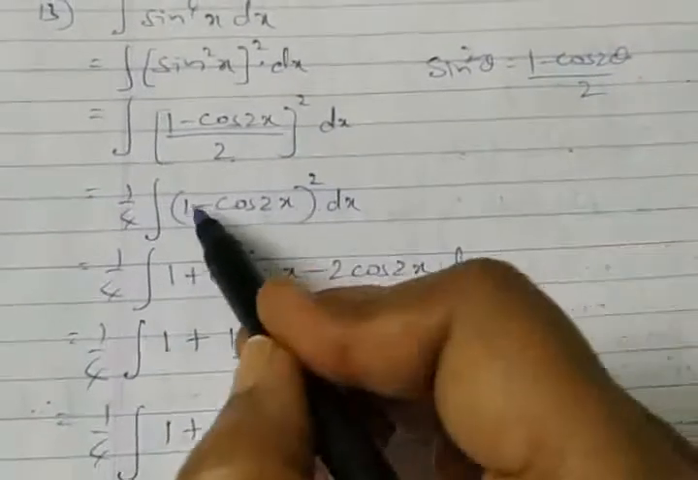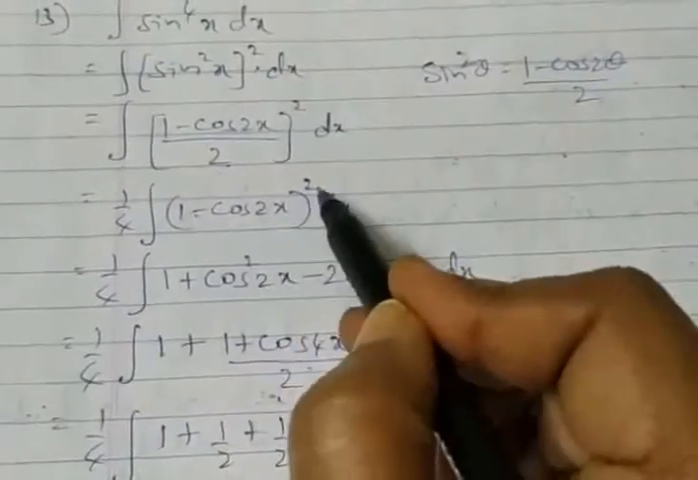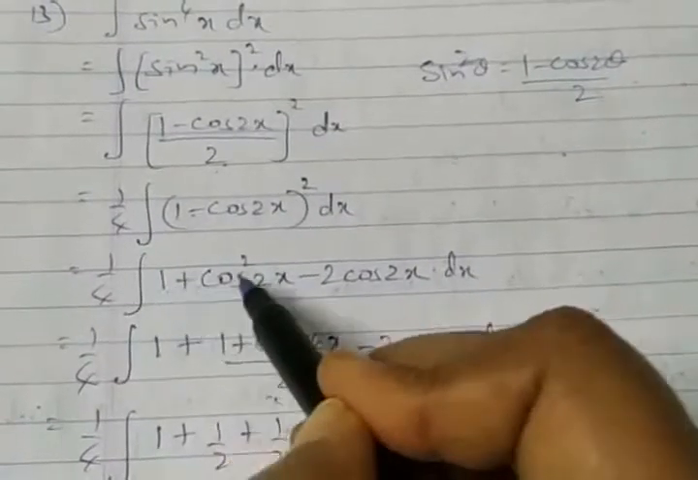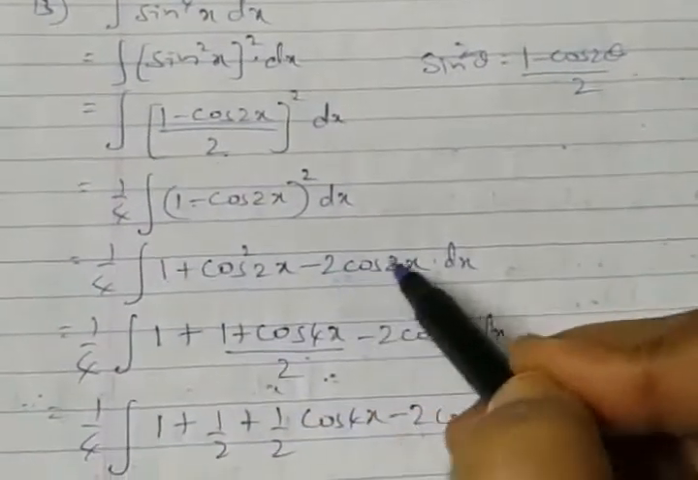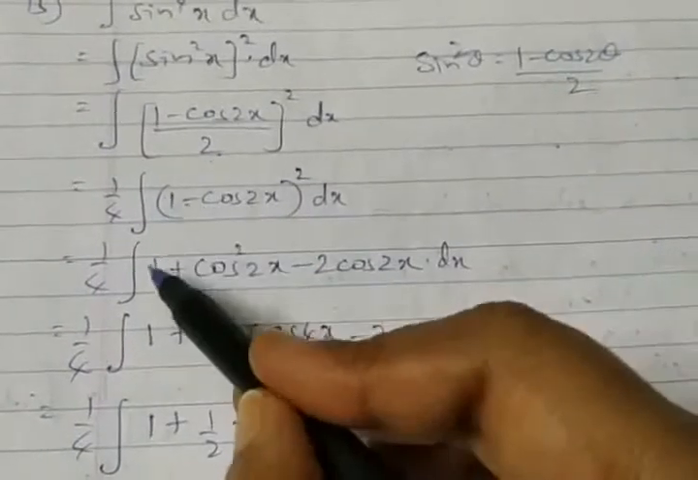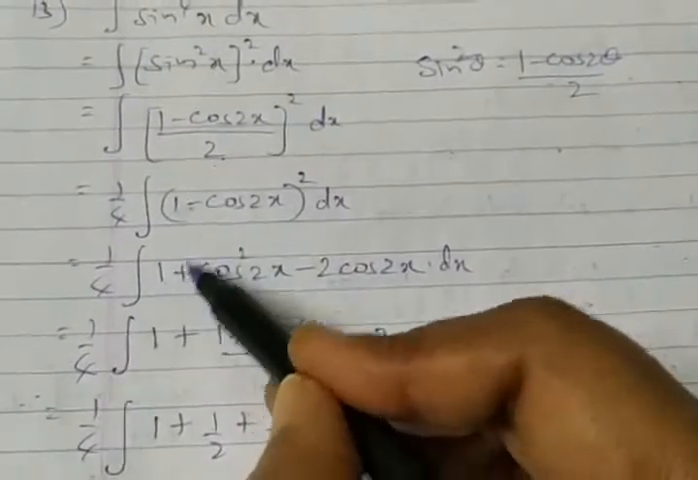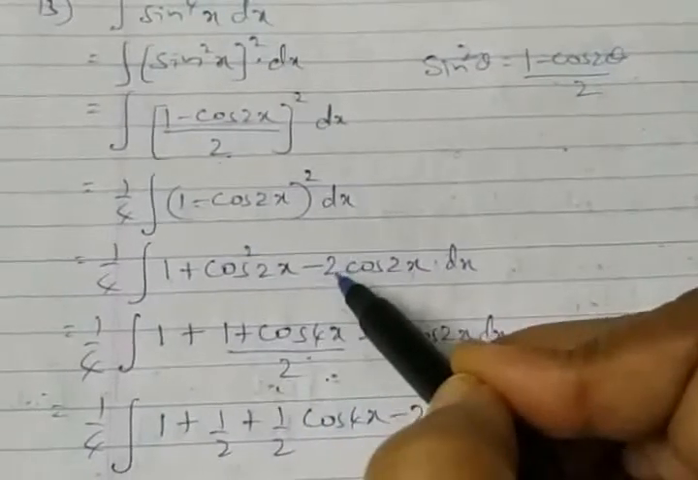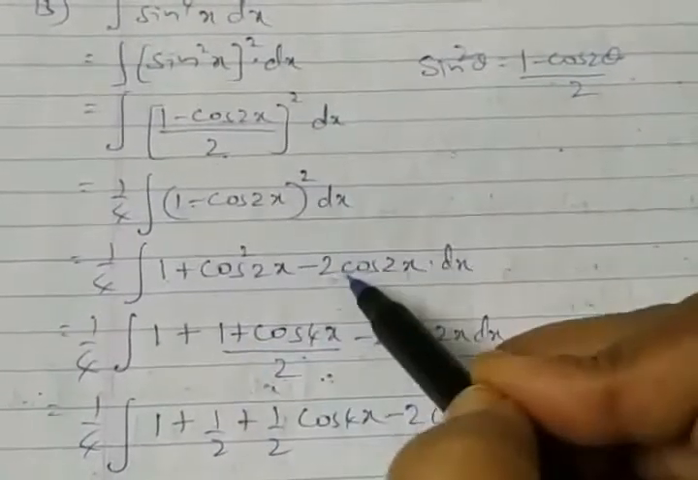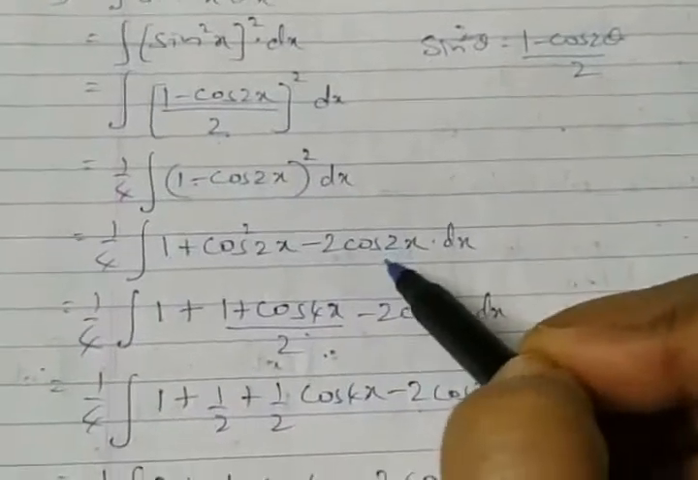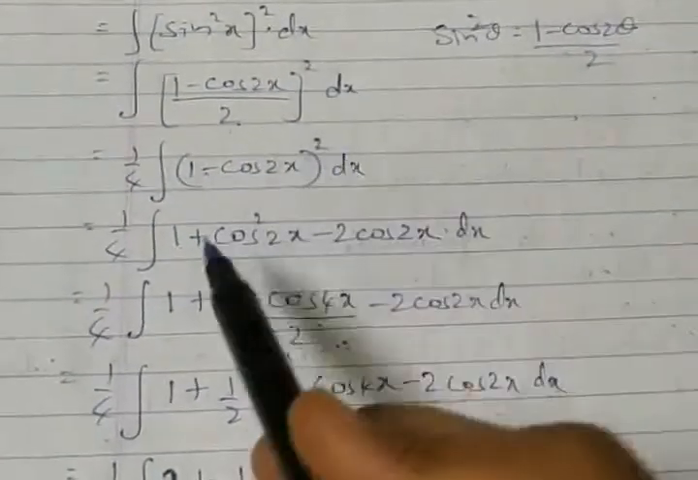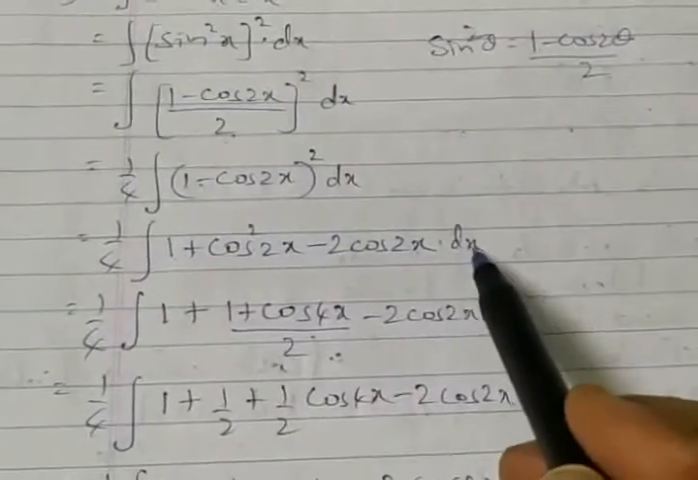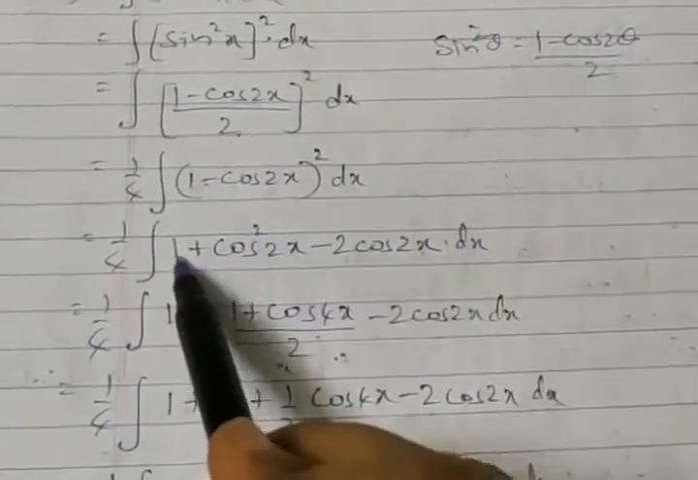Squaring will be done using a minus b whole square. So what is a minus b whole square? It is a square plus b square minus 2ab. So a square plus b square minus 2, a is 1, into b, cos 2x. So you have to go for the expansion, and at this stage you find integration of 1 with respect to x. Possible? Yes, it is possible.